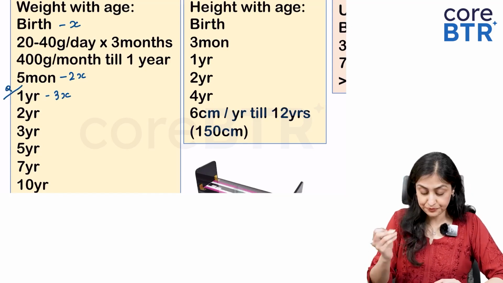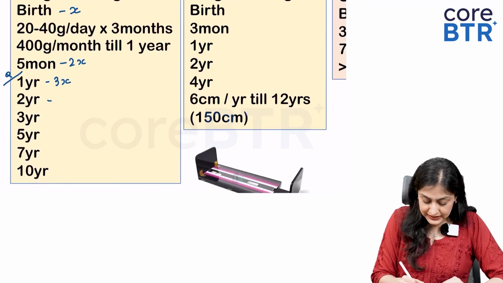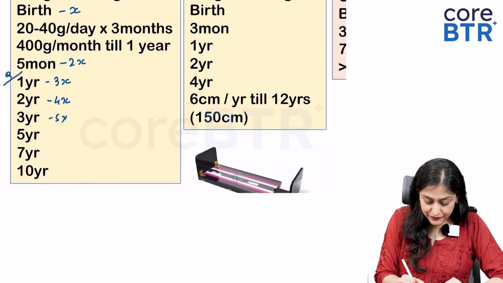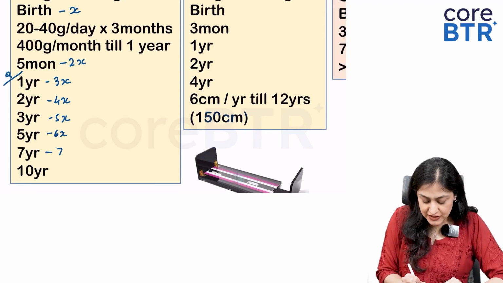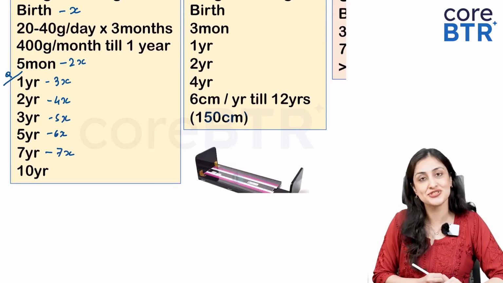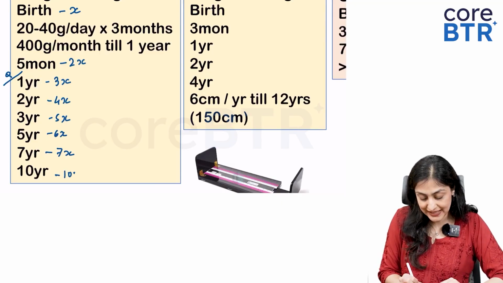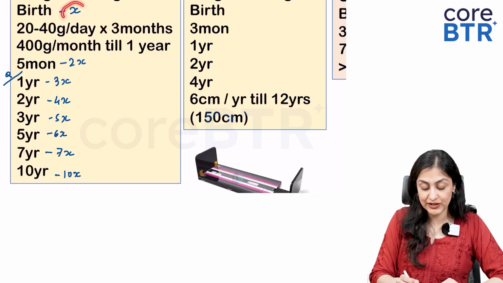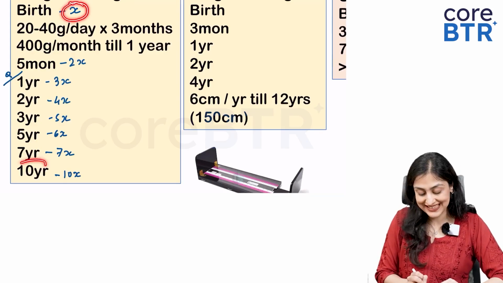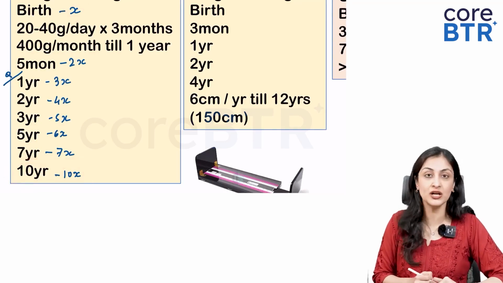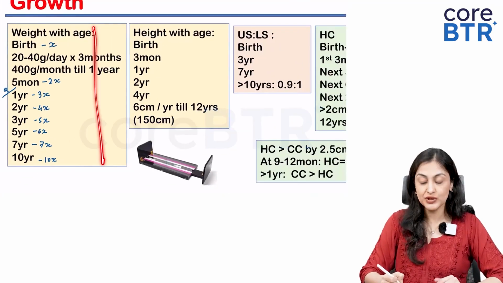Very important. So after that, keep on adding 4x, 5x, 6x, 7 is the year of symmetry. So 7x at 7 years and 10x at 10 years. A normal baby has a birth weight of around 3 kg. So you can remember like in 10 years the baby will become 30 kg, right? So this is about weight.